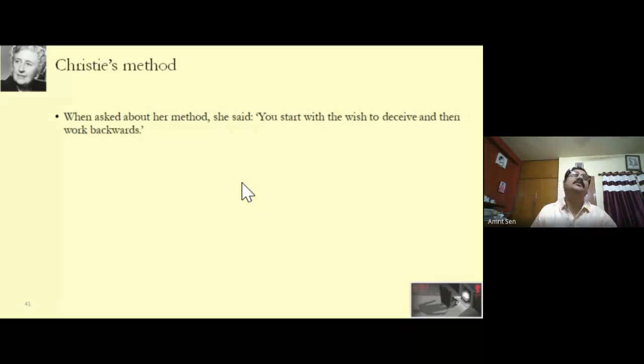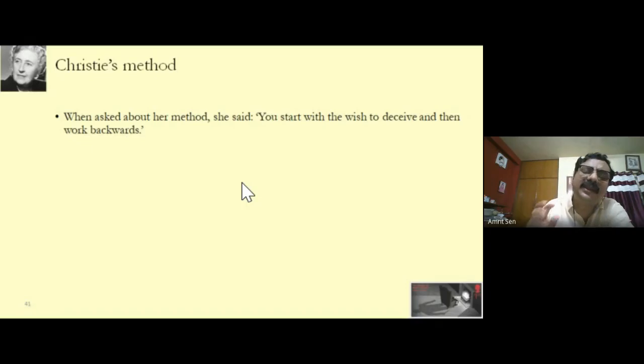And when asked about her method, Agatha Christie said that you start with the wish to deceive. So the first thing that the detective must do is to play the game with the audience. But if the audience can understand who the criminal is, then it's not a good story. You won't read it again. So what you have to do is you have to create confusion and deception, and then work backwards to reveal the truth.